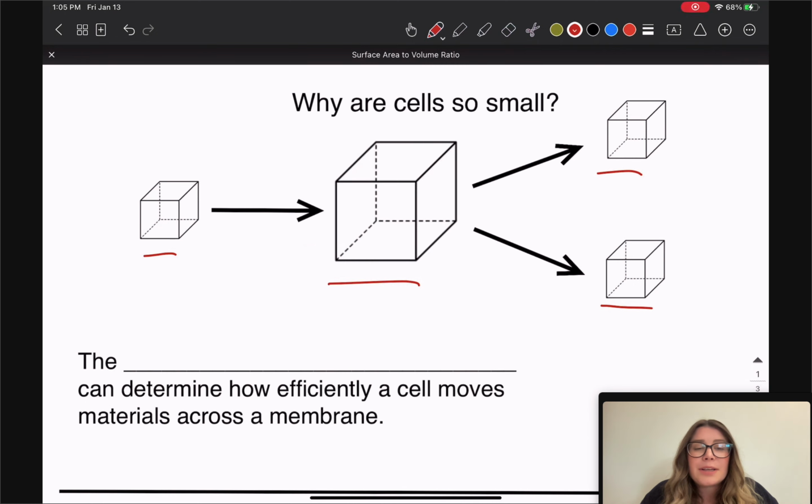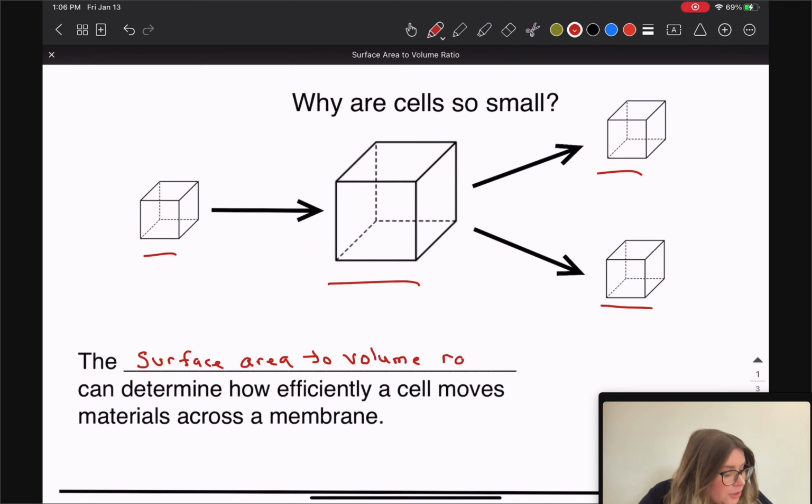Now, the reason why cells are so small is because it relates to how efficiently they can move nutrients into the cell, how fast they can get toxins out of the cell, and how they can exchange gases. Now, the surface area to volume ratio helps us determine how efficient a cell is. So the surface area to volume ratio can determine how efficiently a cell moves materials across the membrane to keep it alive.